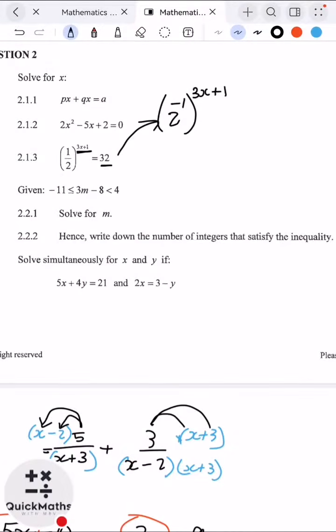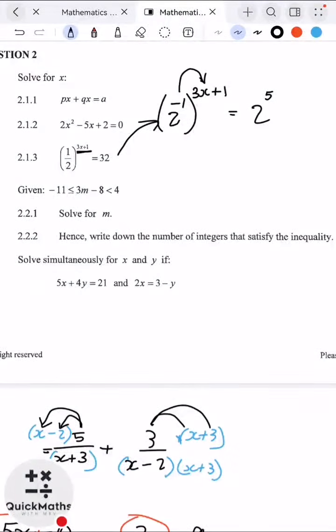On the right-hand side, you have a 32, so you want to put that as a prime base. You can say 32 is 2 to the power of 5. Okay, so now we almost have the same bases. This negative 1 as an exponent is preventing us from having the same bases, so let's get rid of that.